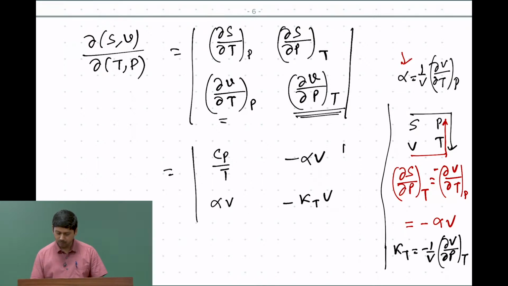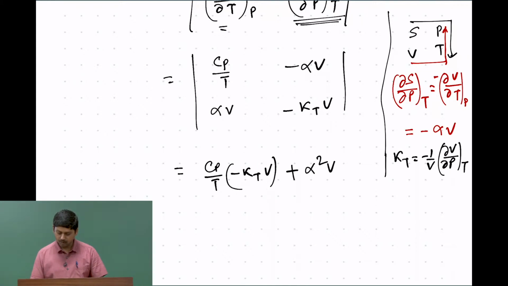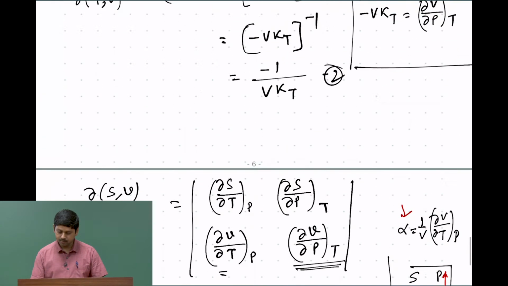Now, I have all the 4 quantities. Now, let us multiply that and see what we get. We get Cp by T, minus kappa T V, minus minus becomes plus alpha square V square. Now, let us call that equation 3.